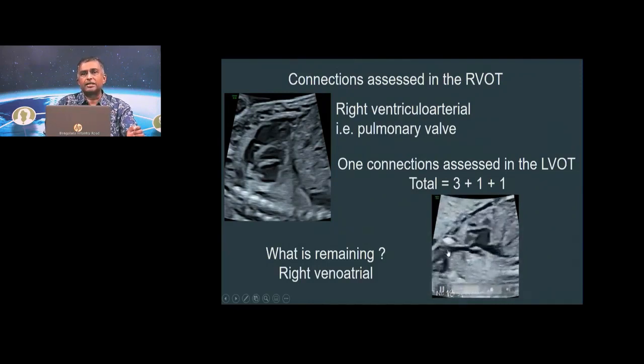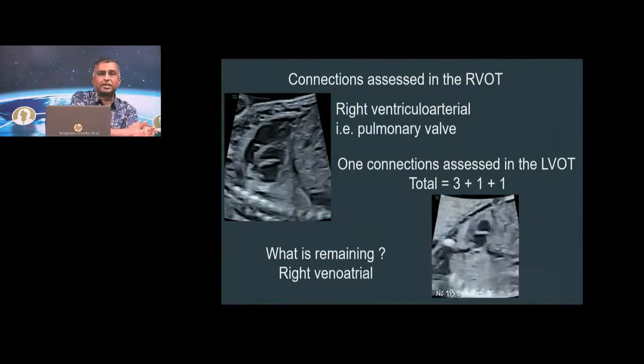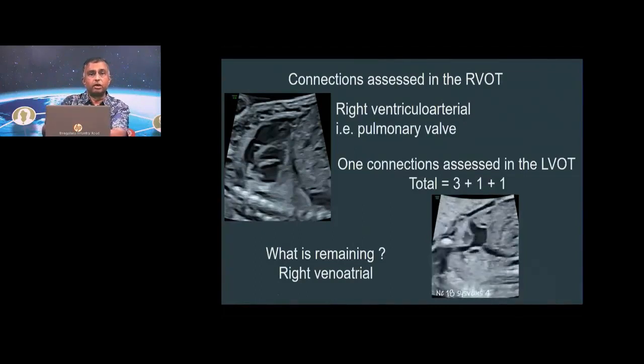and the hammock view looks like this. It's also called the bicaval view. You have the SVC, you have the IVC, that's the right atrium which is happening, but we normally don't see this as a part of the mid-trimester anomaly scan, because if you have all these connections right, you can take the luxury of saying, I'm not going to do this view.